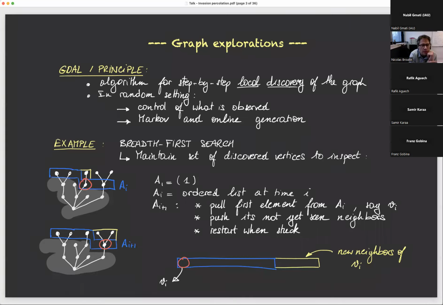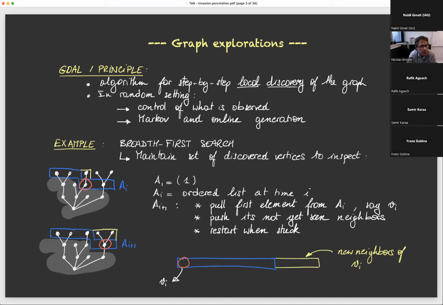So what is an exploration for me? An exploration is just an algorithm that will step-by-step move in the graph to discover some of the local structure. So it's important that it will be local. And if you are thinking of a random graph, one of the things that are really important is to try to control what is observed.